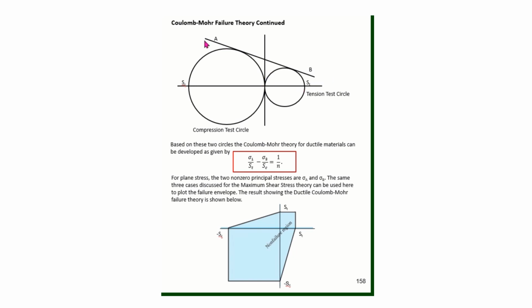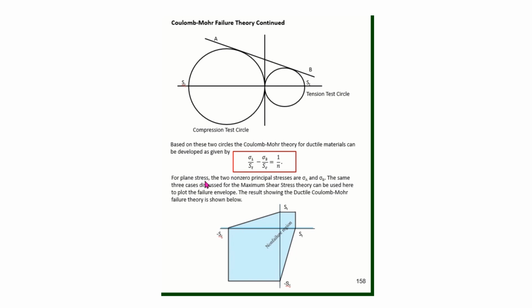And the equation for this one straight line can be expressed as sigma 1 over St, where St is the tensile yield strength, minus sigma 3 over Sc, where Sc is the compressive yield strength, is equal to 1 over N, where N is the safety factor.